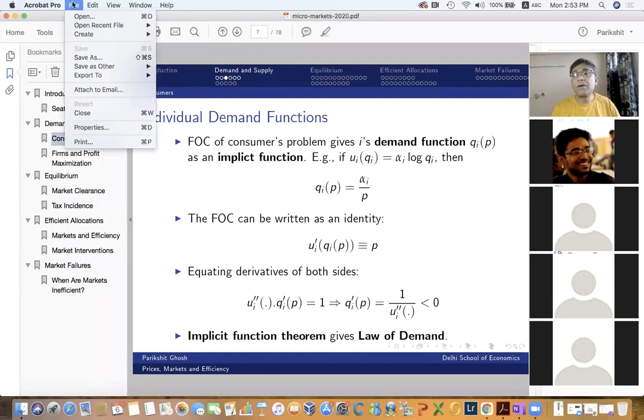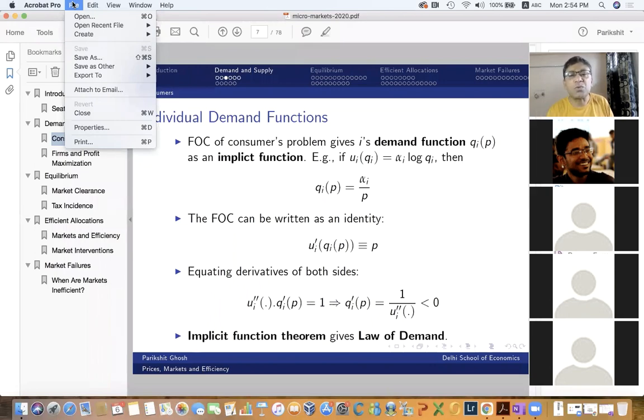Now, we have only shown this for the quasi-linear utility that we are considering. You may ask the question more generally, if the utility function doesn't take this specific form, will the law of demand always be true? And the answer to that is no, not necessarily, but we'll see that when we study consumer theory in more detail.